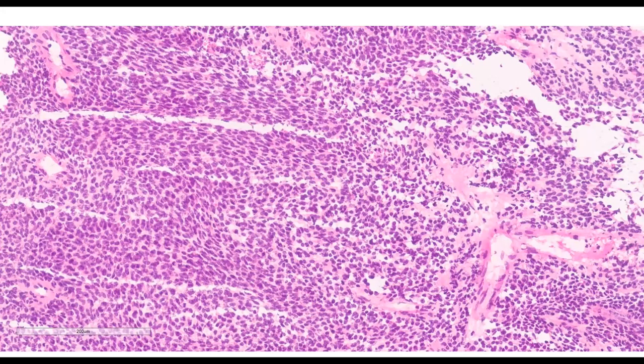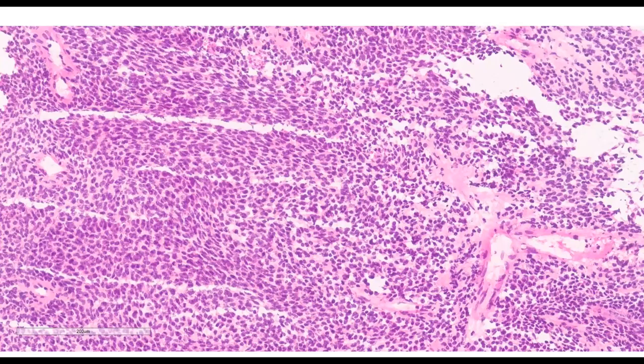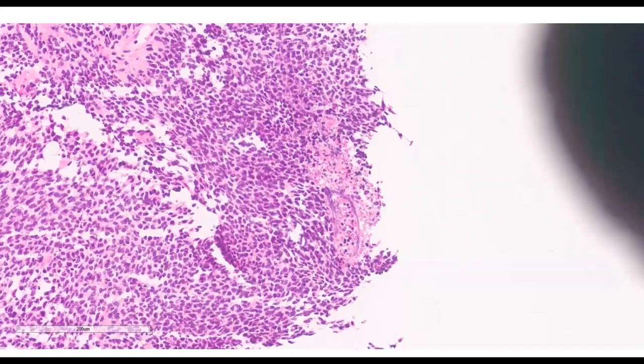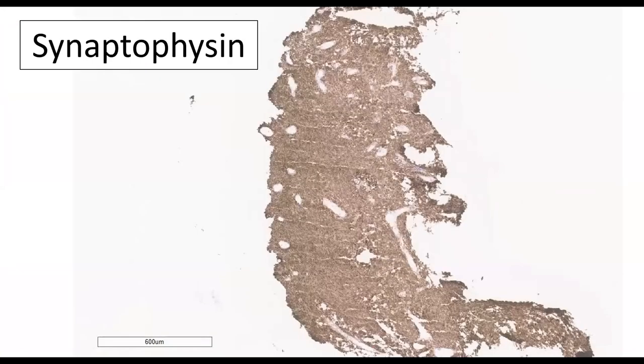Here we go. This is a frozen section, again very similar to the smear. If you look closely in the center left half, rosettes begin popping out. The big black dot was to identify this focus. Again, this frozen section shows a little focus of necrosis. Very good. Let's do some immunostains.